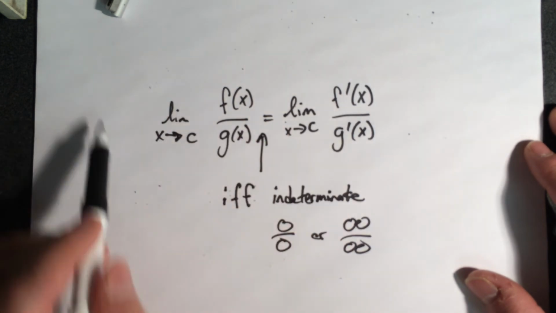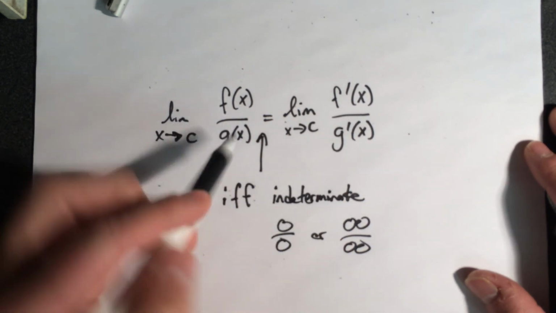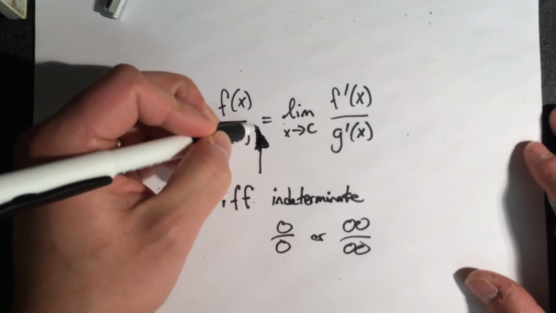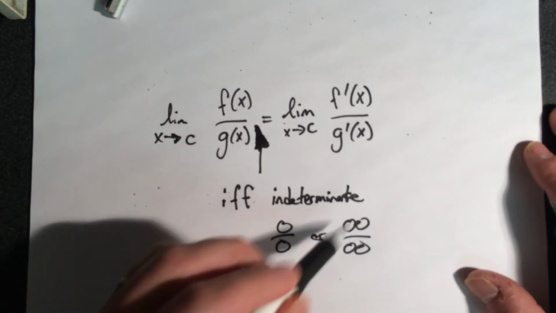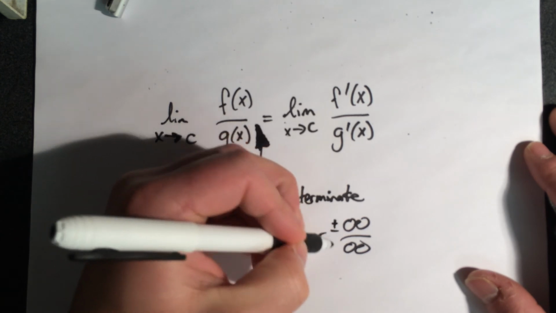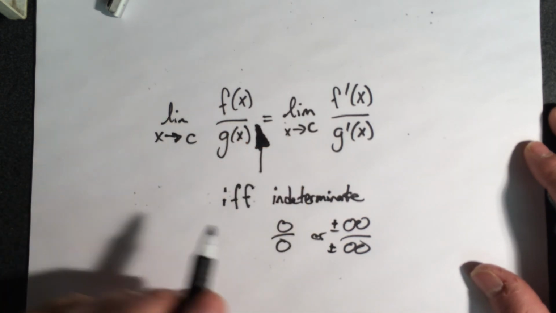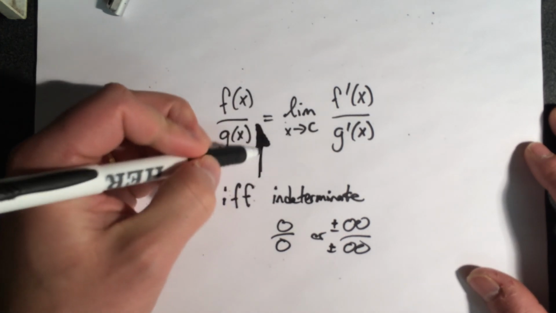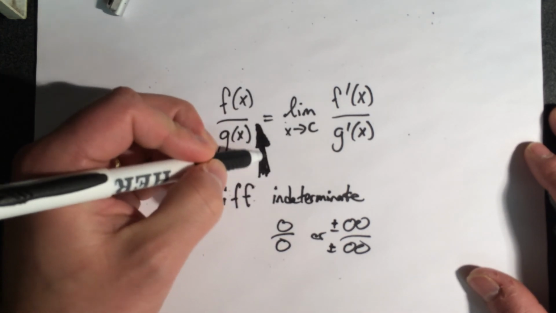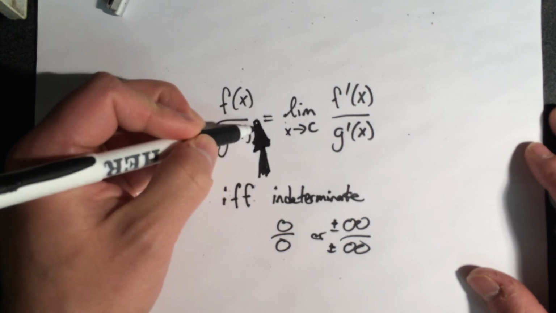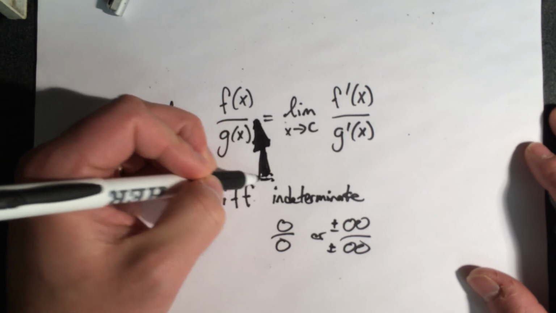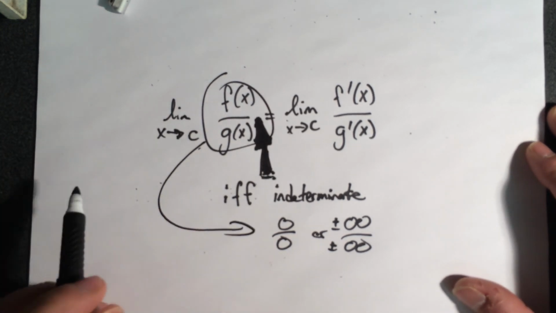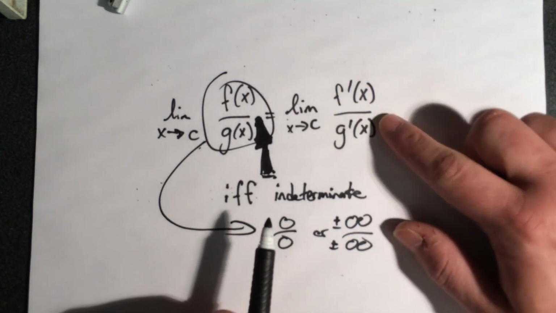So this is true only if this fraction spits out 0 over 0 or infinity over infinity, and it could be plus or minus, it doesn't matter. If that's true, that's a really janky arrow. I'm sorry, guys. It's a mushroom now. Okay, great. Fantastic. So if this guy becomes one of those, then this is true.